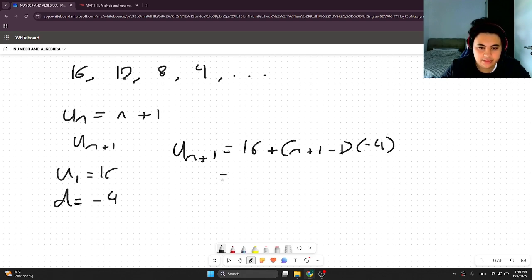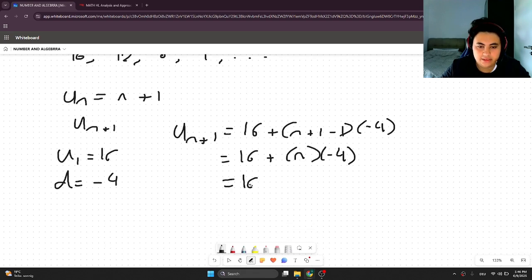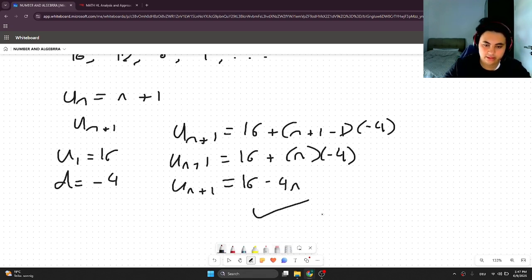Okay, so let's simplify this. You have 16 plus n times negative 4. So this is going to give you 16 minus 4n. And that's the un plus 1th term. So un plus 1 is equal to 16 minus 4n. That is correct. Okay, let's move on to the third question.